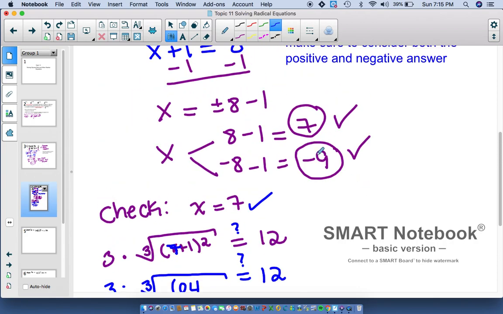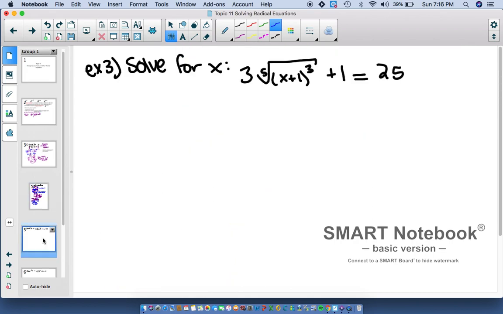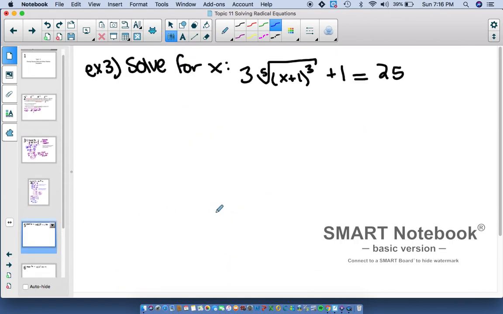Okay, and you're going to do the same thing for negative 9. So pause the video. Actually, pause the video, not if you want. I want you to actually check negative 9. Pause the video, plug it in just the way I did it for 7, and just make sure that it all checks out. Okay? All right, moving on to example 3.